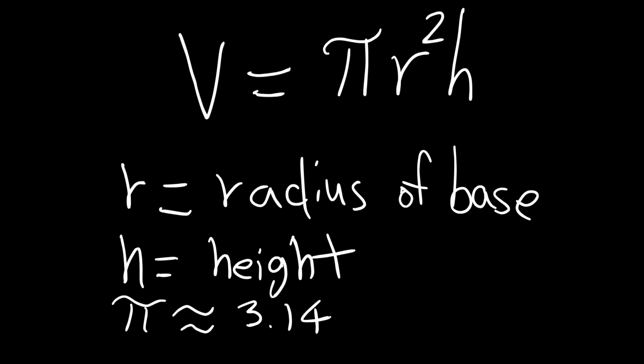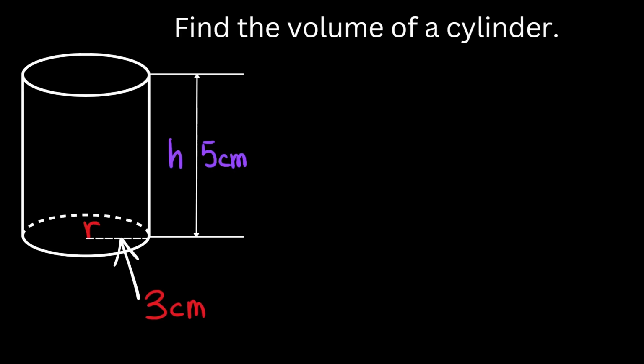So the letter R represents the radius of the base. The letter H represents height, and pi is approximately 3.14. Now that you know the formula, let's work on an example. Let's find the volume of a cylinder that has a height of 5 centimeters and a radius of 3 centimeters.